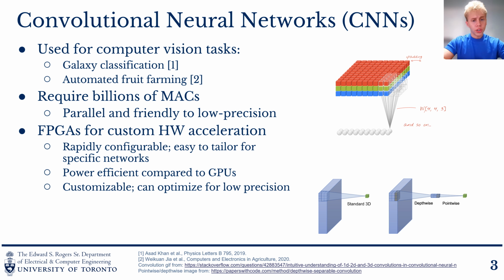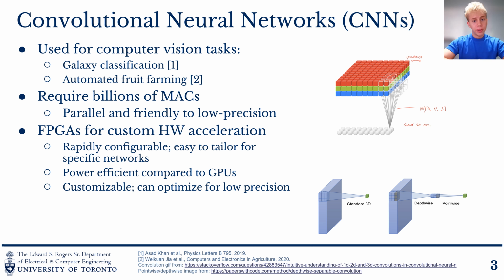Since these convolutions are parallel and friendly to low precision, we can use FPGAs for custom hardware acceleration. They're rapidly configurable and easy to tailor for specific networks, and this means they're much faster to deploy than something like an ASIC. They're power efficient compared to GPUs, and they're also customizable, meaning we can optimize them for lower precision data types.